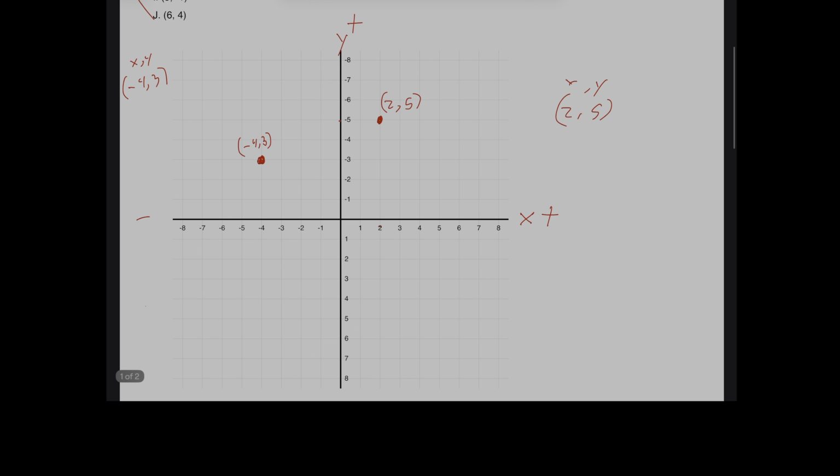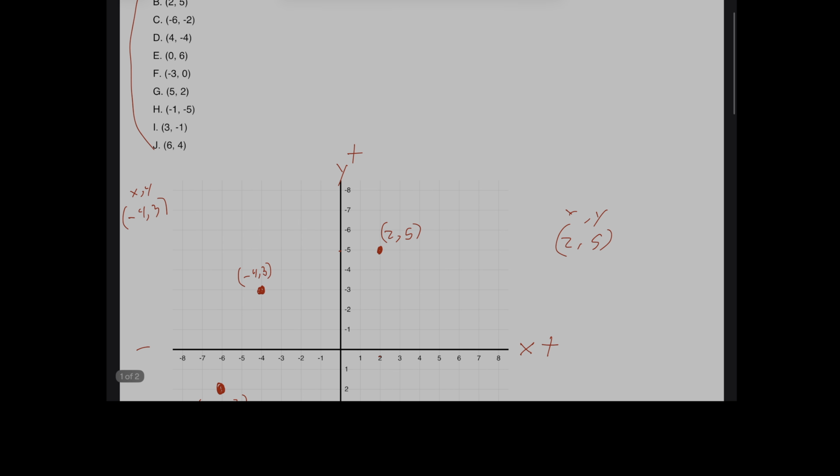C is -6, -2. All right, -6, -2. Let's find that one. Okay, so my X, my left and right, is going to be -6, which is right here. And then my Y is going to be a -2, which is down here. That's the final answer right here. Okay, this was just like a little checkpoint. And that's going to be -6, comma -2. All right, let's keep going.